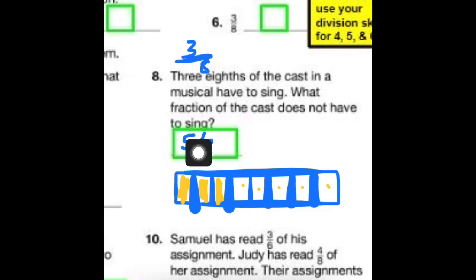I didn't even have to draw this because you know by looking at 3/8 that the denominator tells you how many total pieces there are. And if 3 have already been taken up, how many do you have left? 5. Boom.